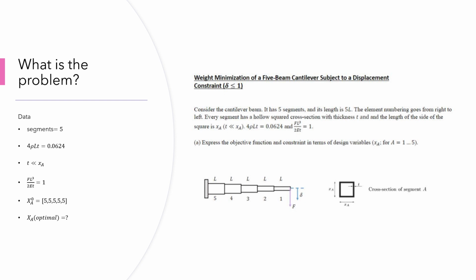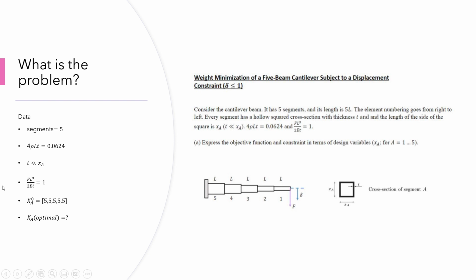So, as a project we had to solve the following problem that is shown to you, which is a weight minimization of a 5-beam cantilever subject to a displacement constraint. The first step is to get the data that we are going to need in the next steps. The first thing that we need is to know how many segments we have, which type of element we are working with, and some of the properties of this element.